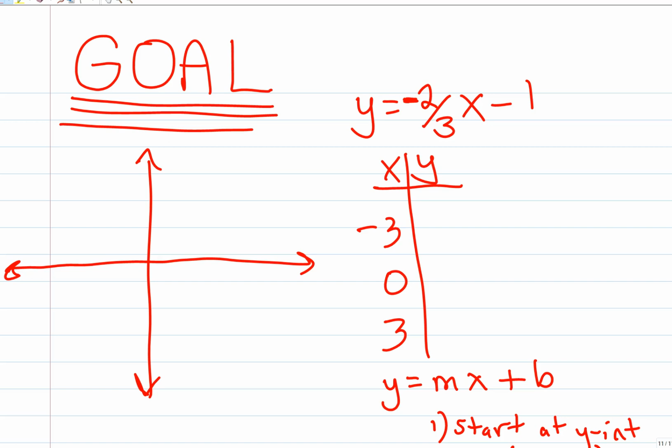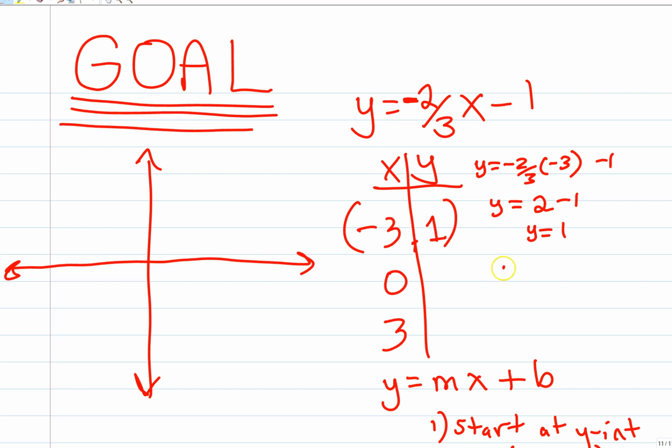Okay? Let's start by plugging in a -3. What is -2/3 times -3? Just this first part. What is -2/3 times -3? Yeah, what is 6 divided by 3? Notice the 2 negatives make that 2 positive. And what's 2 minus 1? Good. When x is -3, y is 1. That is a point, isn't it? So far, so good? Our next point's a little easier.